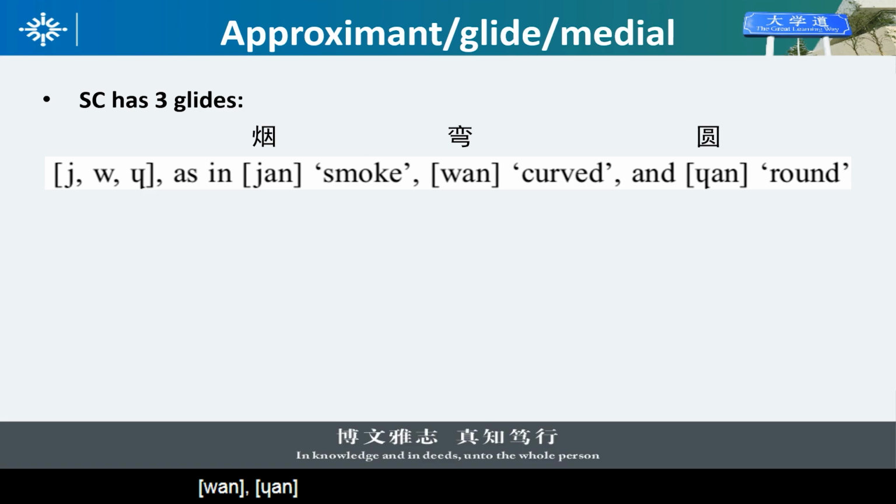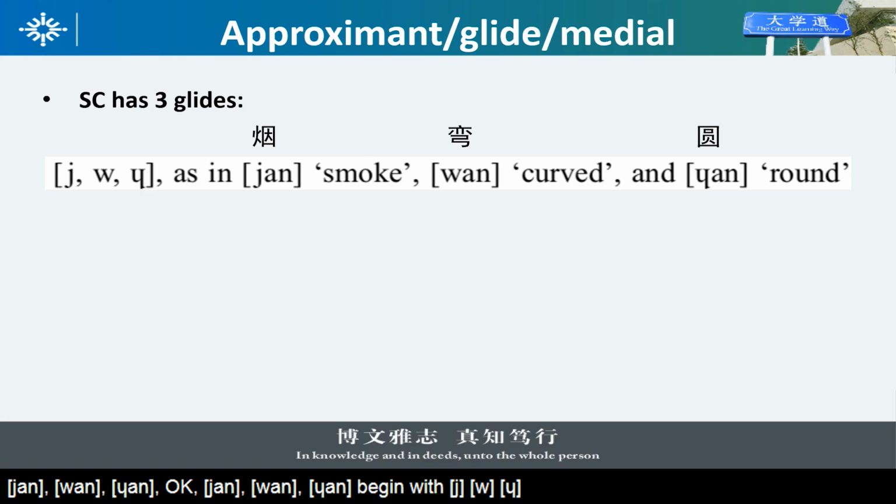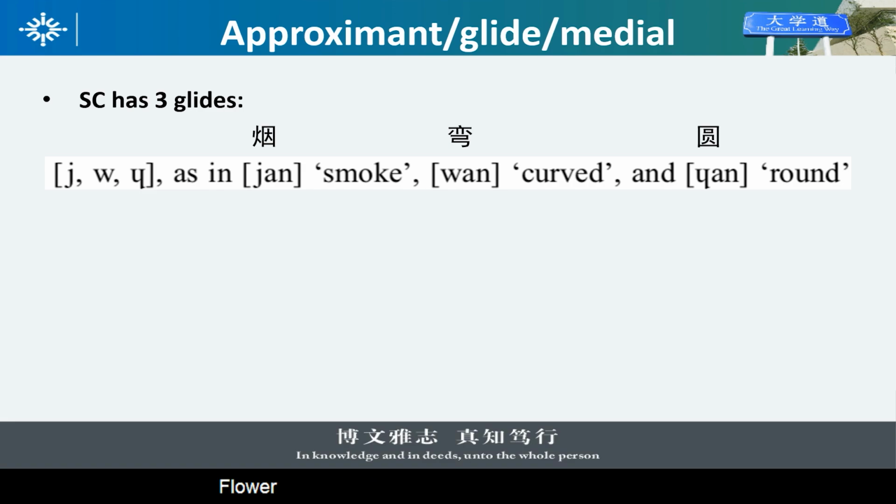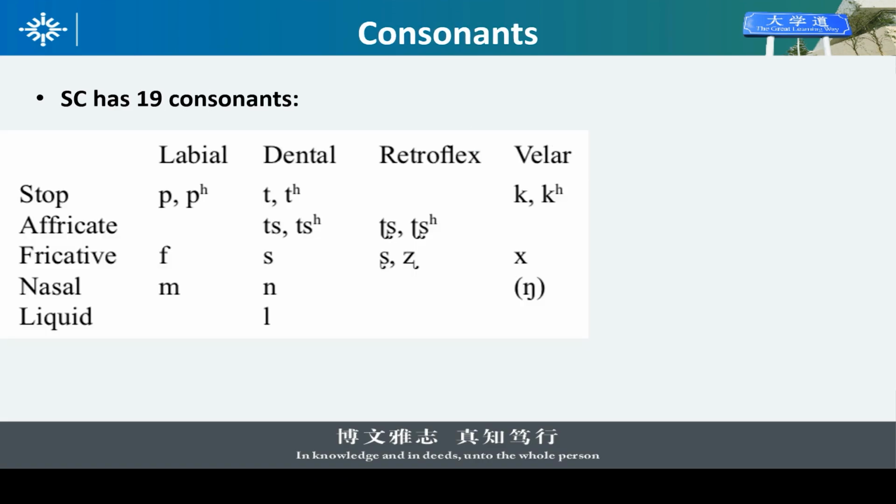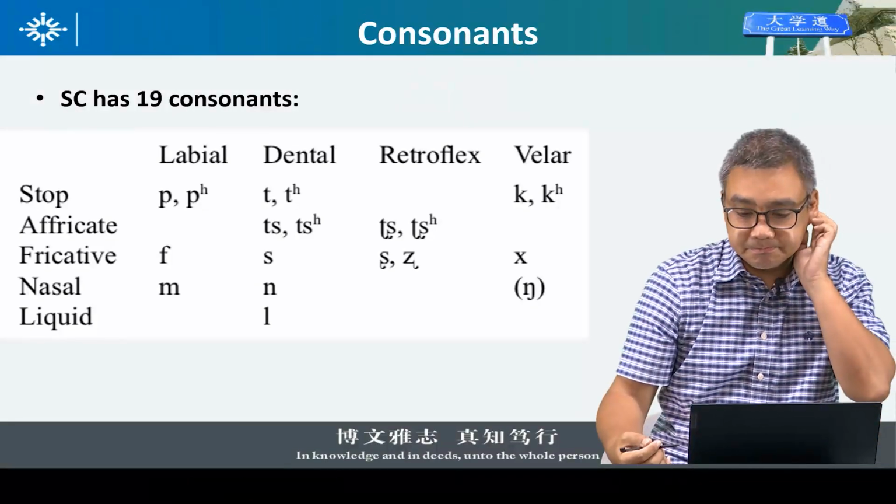Yan, wan, yuan. Yan, wan, yuan begin with i, u, ü. These three can be used as glides. So that means glides are the linking part between the initial, the consonant, and the core vowel, right? So in general, Standard Chinese has 19 consonants, as shown in this chart.